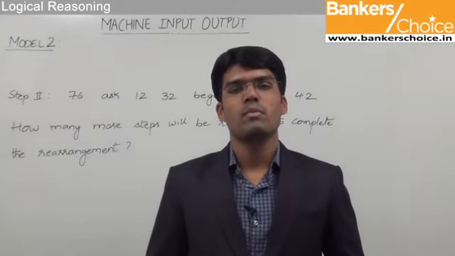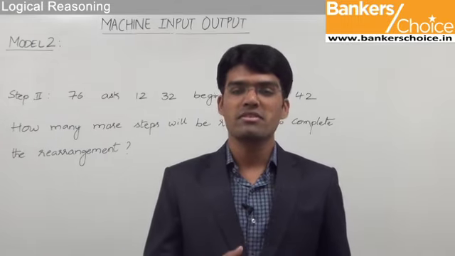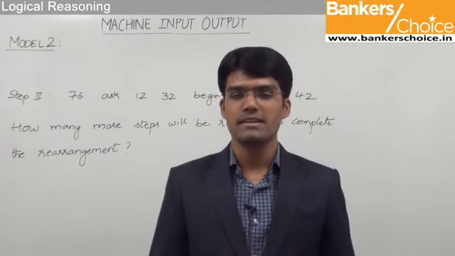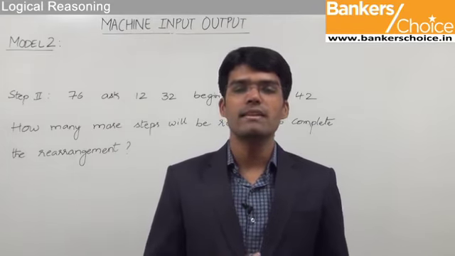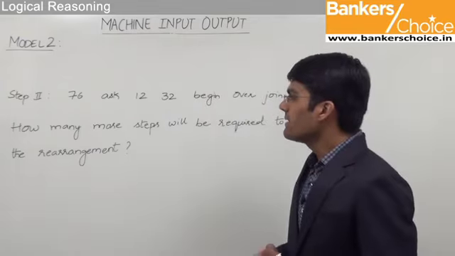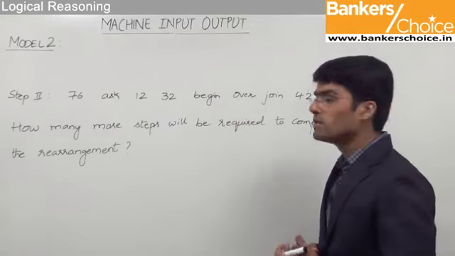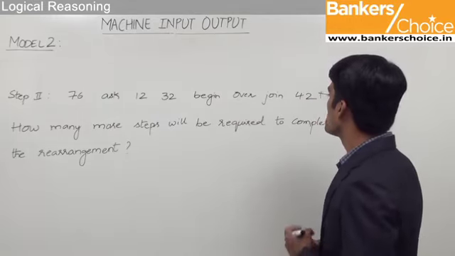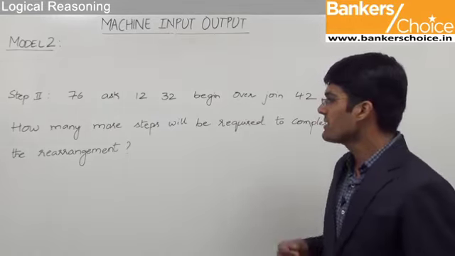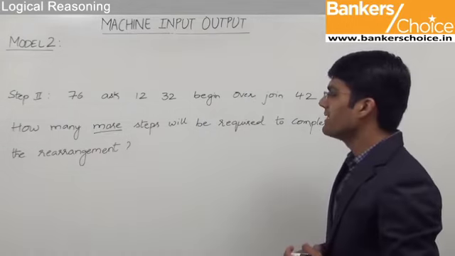Let us now take the second model from machine input output, where we are supposed to find out how many more steps will be required to complete the arrangement when one of the intermediate steps is given to us. Let's take an example. Here step 2 is 76 ask 1232 begin over join 42, and the question is how many more steps will be required to complete the rearrangement.